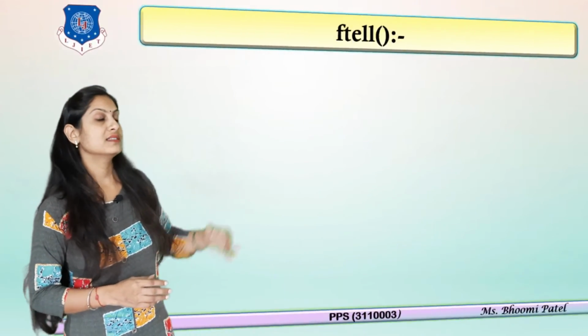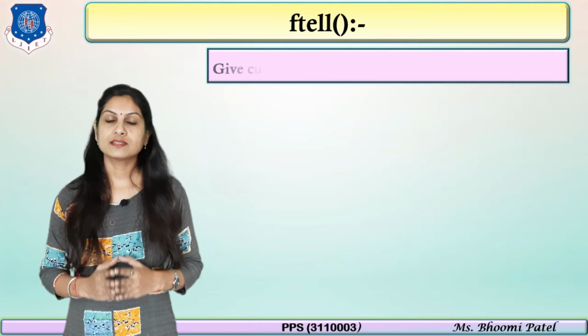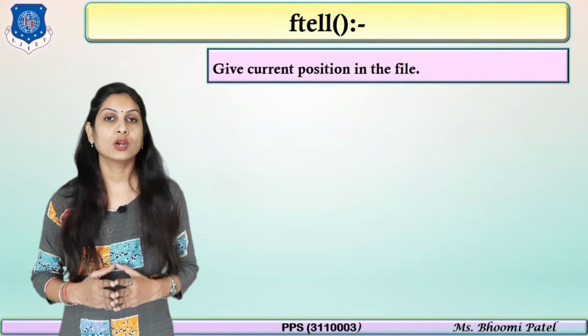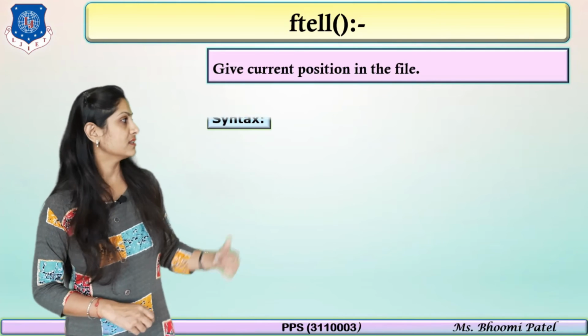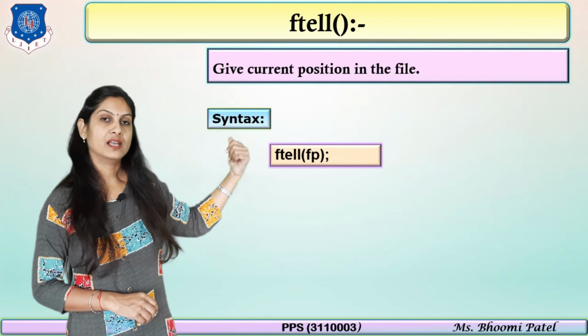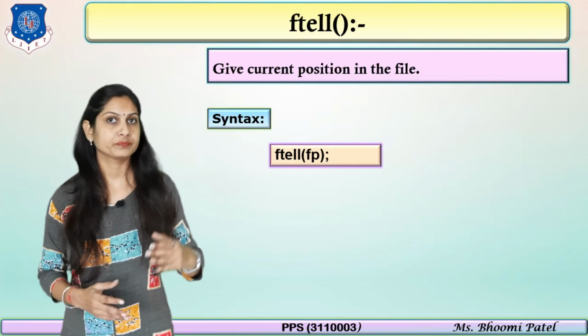Now the next one is the ftell function. It is simply used to find the location of your file pointer in a file, using the simple syntax ftell and the file pointer name.